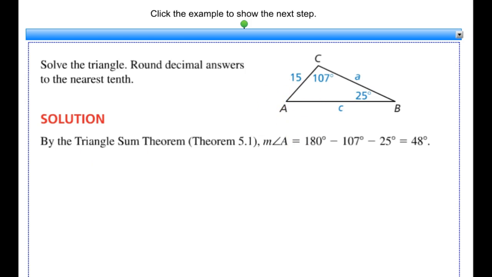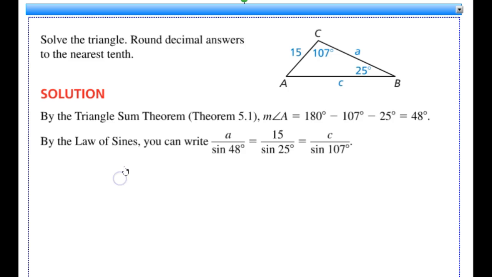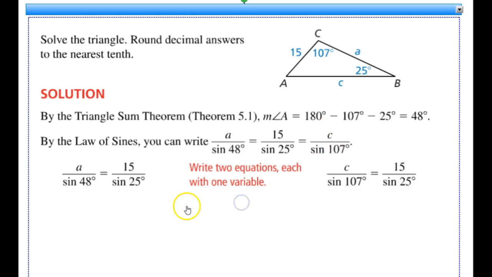angle A is equal to 48 degrees. Now I can go ahead and use my law of sines, and you can write them all out together. You don't have to, but you can. So I see that the side length A over the sine of that angle equals 15, which is the side length B over the sine of angle B, and side length C over the sine of 107. So now I have to write two equations, so I only have one variable in each.